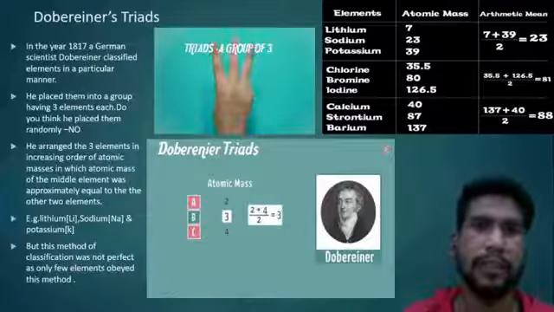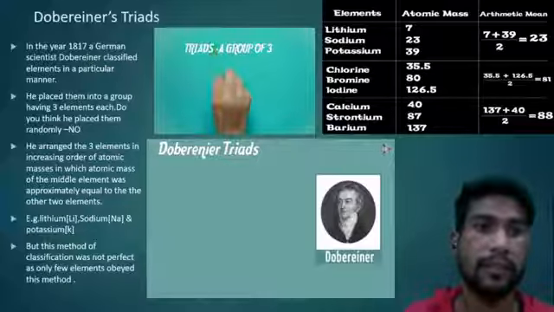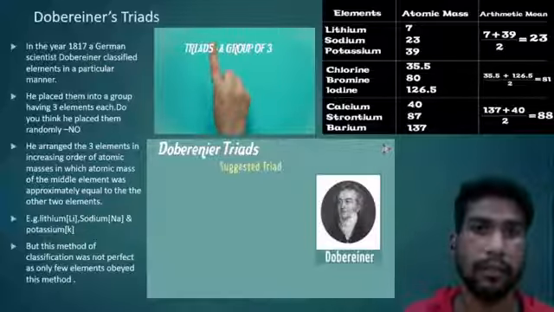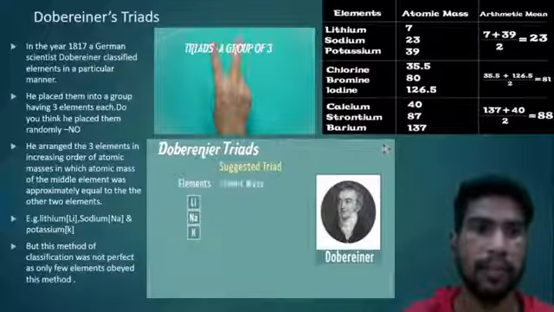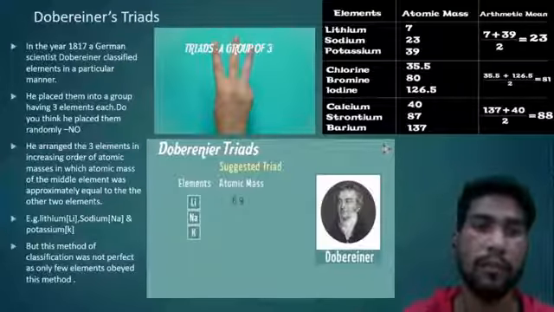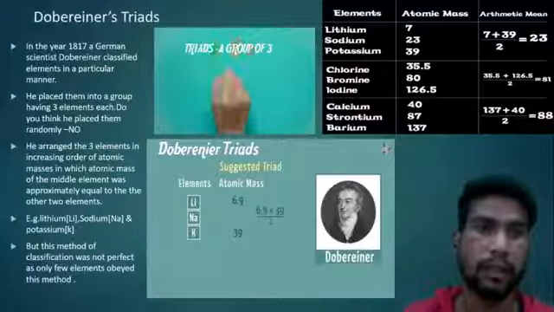Do you think he placed them randomly? No, he did not place them randomly. He arranged the elements in increasing order of their atomic masses. So he arranged 3 elements in increasing order of their atomic masses, in which the atomic mass of the middle element was approximately equal to the average of the other two.